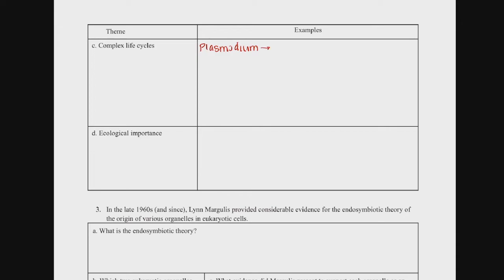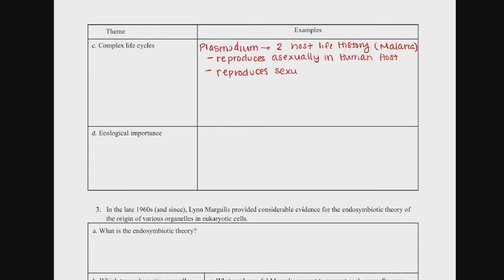Its life cycle is that it has a two-host life history. This is what causes malaria. Interestingly enough, it reproduces asexually in humans, and it reproduces sexually in its mosquito host, which is cool. I mean, malaria is not cool. Sorry, I just meant the mechanisms.